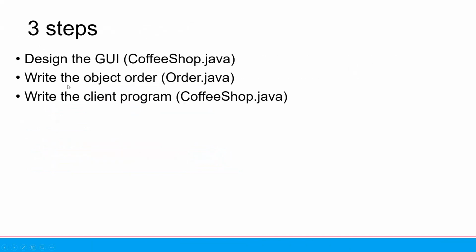So there will be three steps. First, you need to design the GUI. Next, you need to write the object order, which is in Order.java. And you will need to write the client program, which is CoffeeShop.java.